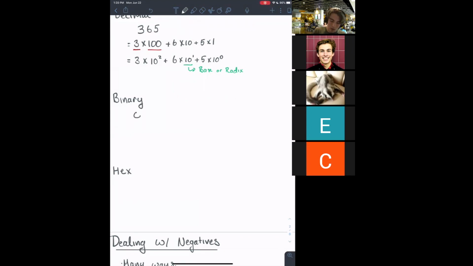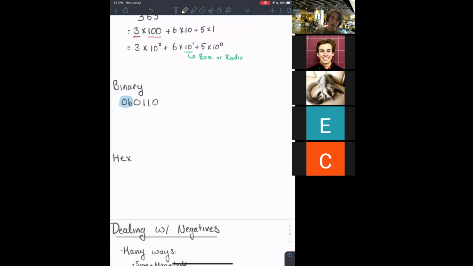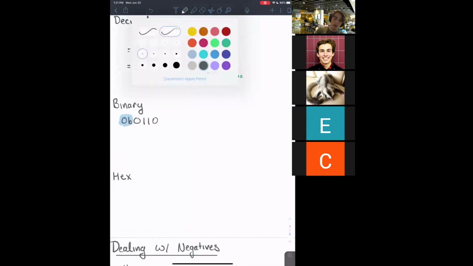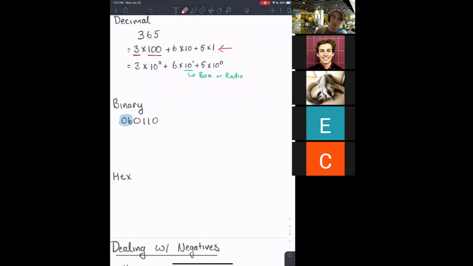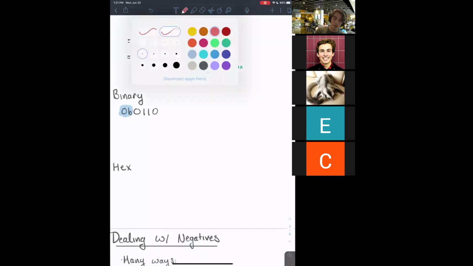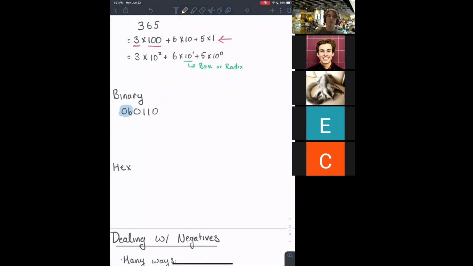So for example, if I have the number 0, 1, 1, 0, and I'm going to prefix this with a 0b, this is a convention that you'll see a lot in this class to specify the representation system, or the base that we're working with, b being binary. I can break this down in the same way that I did my decimal expansion. Here we're working base 2.